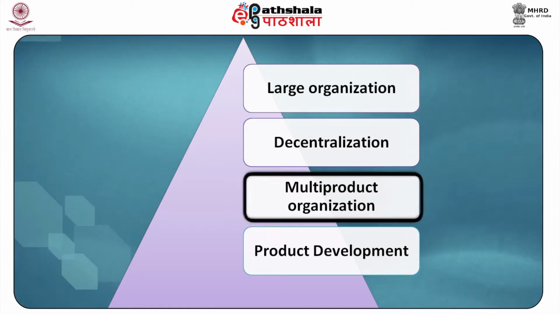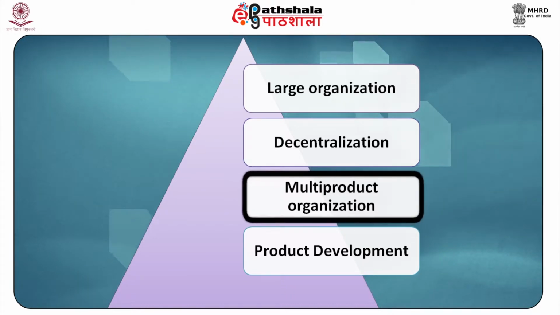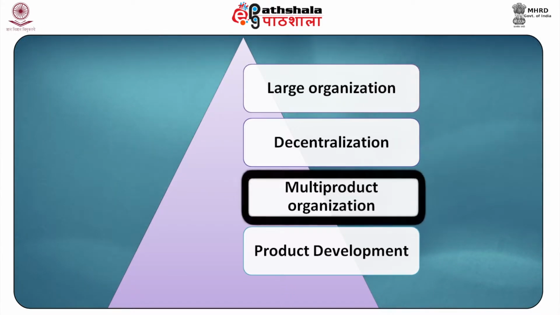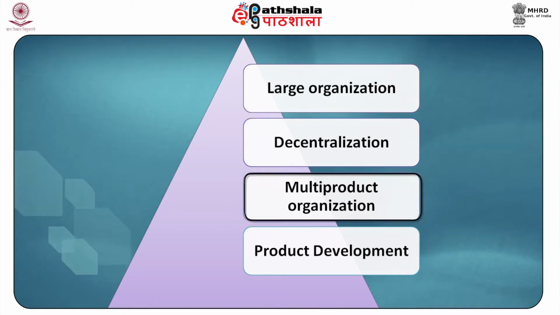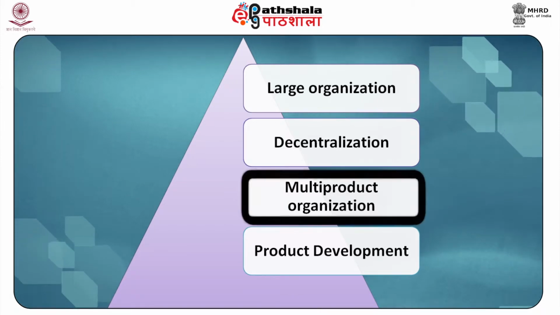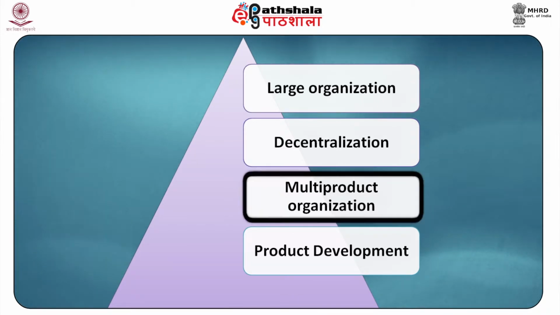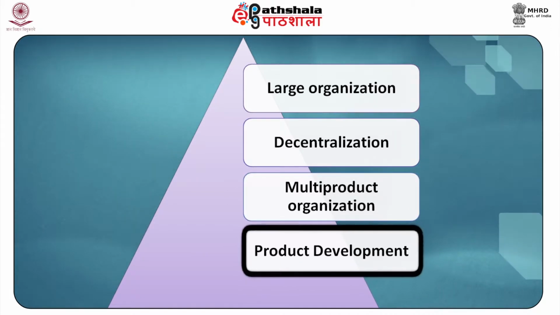The third characteristic of product structure is multi-product organization. Product structure is suitable for multi-product organizations whose objective is to expand and diversify its products which have distinct production and marketing features. The more diverse and changing the product line is, more suitable is the product structure for such an organization. The next characteristic of this kind of structure is product development.